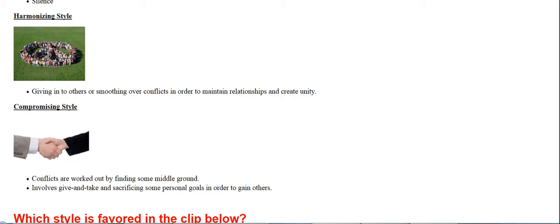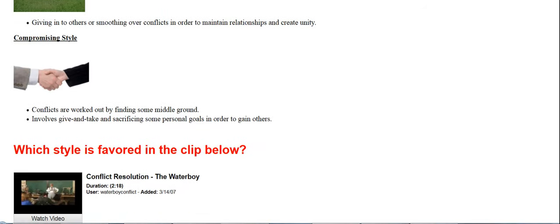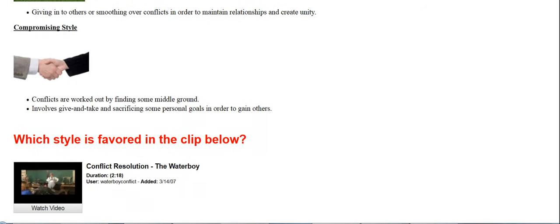And then finally, we have the one that most people think of, especially in workplace situations, and that's compromising style. This is where conflicts are worked out by finding some middle ground. If you've ever been involved in a union negotiation or vacation planning, you may have found yourself in compromising style. So people say, all right, well, we can do this on this day, and then we're going to go here to my place on the next day. Or if you've been in a negotiation for a contract, you know that there's tons of give and take. You have to sacrifice some of your goals in order to gain others.